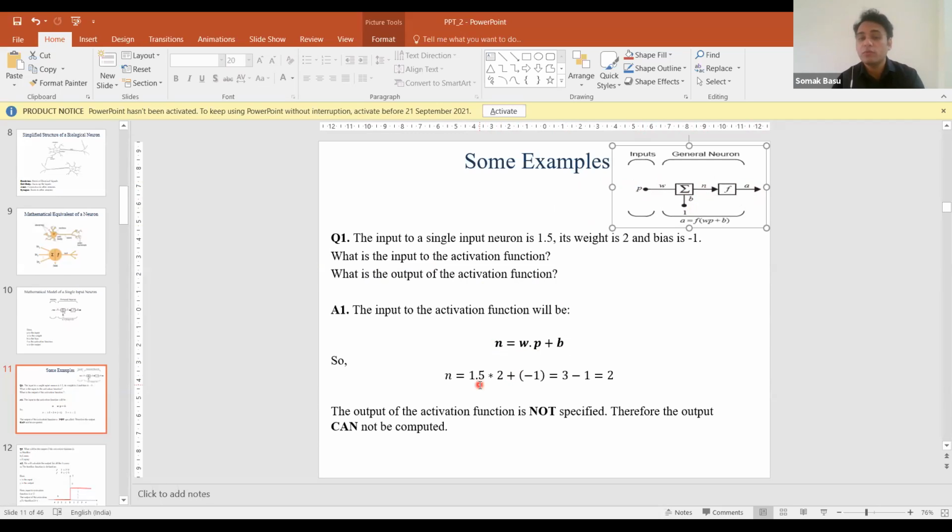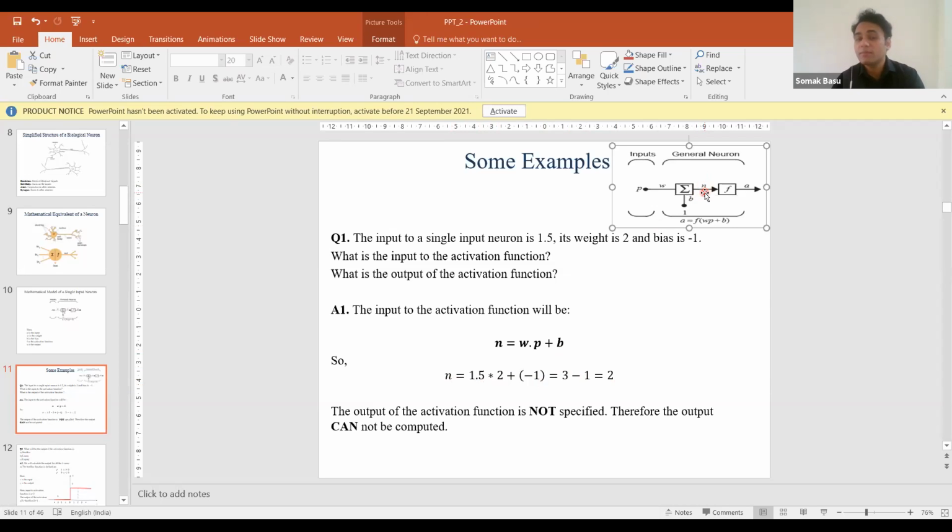We are given the value of W, that is 1.5. We're given the value of P, that is 2, and we are also given the value of B. Just substitute it. So you'll get N is equal to 1.5 into 2 plus -1. That is equal to 3 minus 1, that is equal to 2. So the value of N over here is nothing but 2.